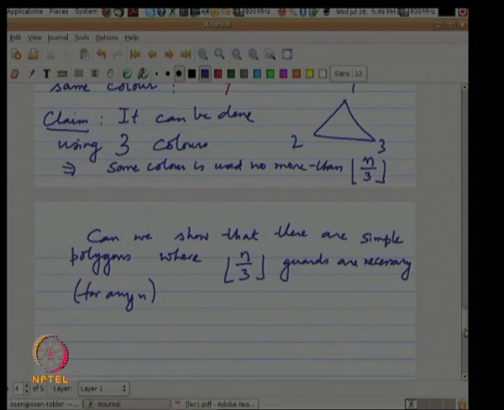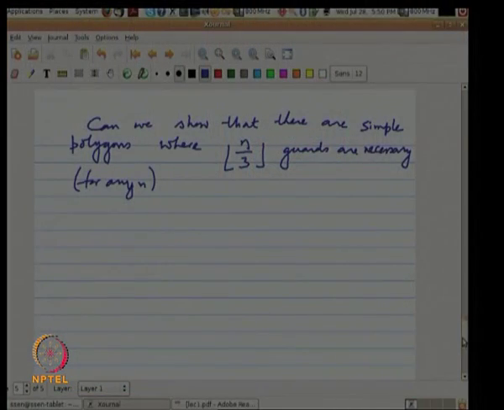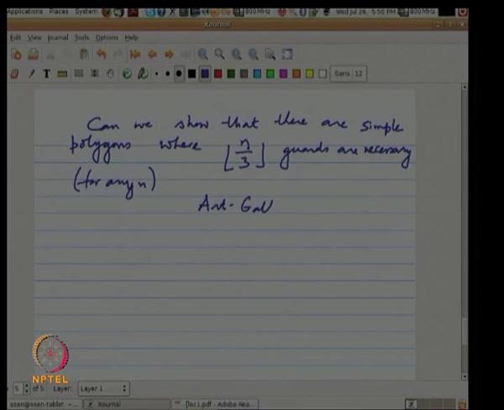And the other part: can you show that there are actually simple polygons which will require n over 3 guards? You can't do with less than n over 3 guards. So, there are 2 things I am leaving as an exercise today. For this one, actually show me a figure where n over 3 guards will be necessary, and the shape should be such that about this many guards are necessary. The 1 and 2 together are known as the art gallery theorem, and the first proof was given by Chvatal.